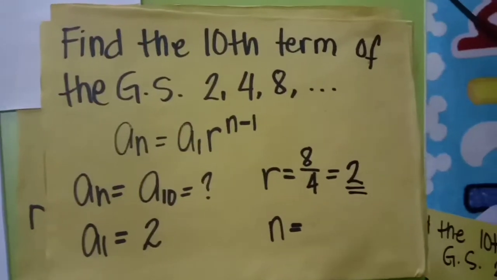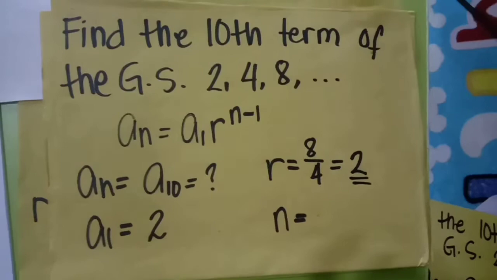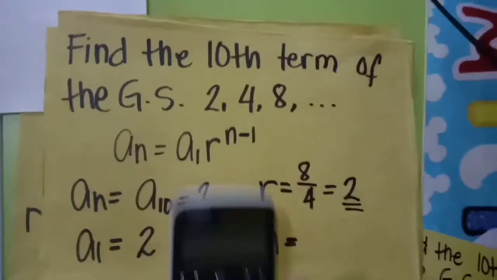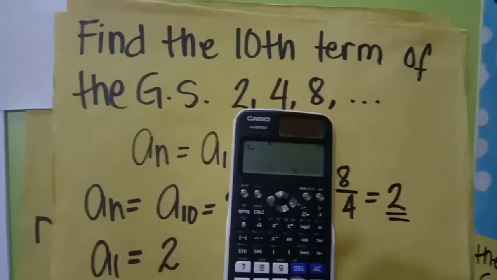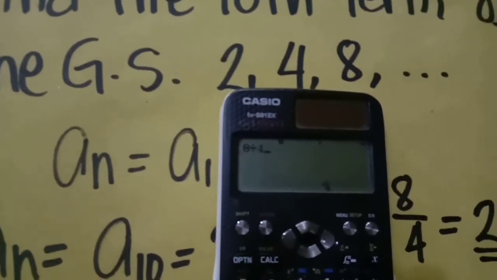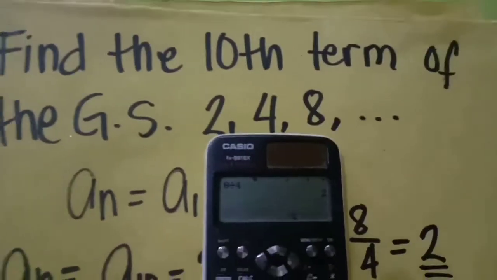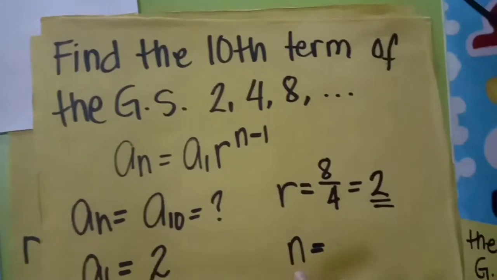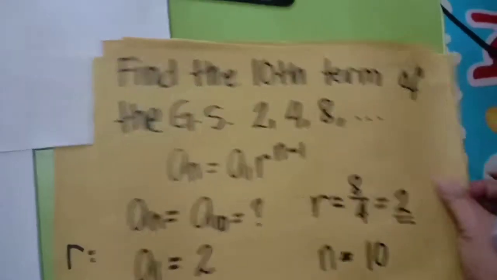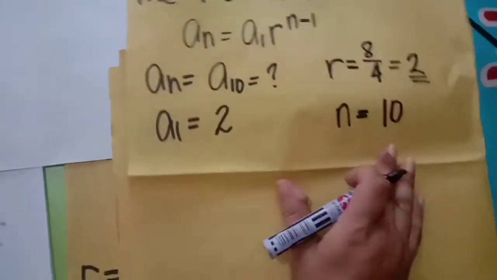May iba sa inyo, mali-mali pa ang pagdi-divide. So, kung nahihirapan kayo mag-divide, pwede naman kayong gumamit ng calculator. So, pag gumamit ng calculator, 8 divided by 4, and that is equal to 2. And then, n is the number of terms. The number of terms is 10.